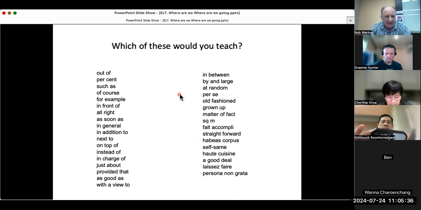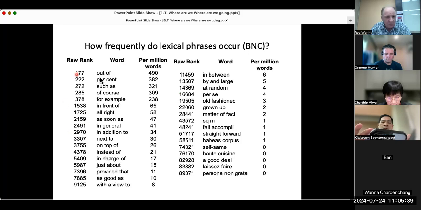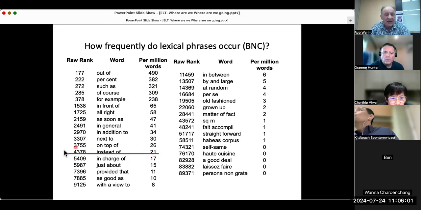If we actually look at the data here, the lexical phrase out of is the 177th most frequent language form in the British National Corpus. It occurs 490 times every million words. So if we were to say a word has to be met, say, 20 times every million words, it's probably worth your teaching time. Words after that may not be worth your teaching time. Some of them are very specific, like habeas corpus. Quite a lot of them are very, very rare, and they're not worth your time.